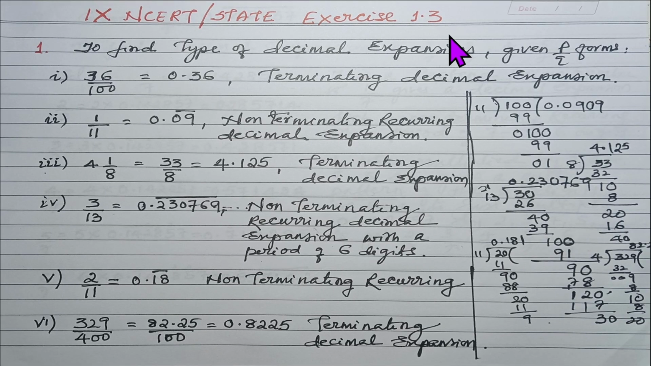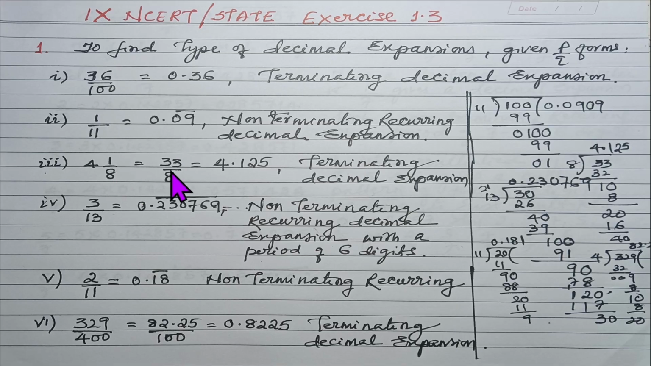Now coming to the next exercise, that is exercise 1.3. Now to find the type of decimal expansions given the p by q forms. Now 36 by 100 is 0.36, definitely a terminating decimal expansion. 1 by 11 is 0.09 bar. I have found out here 1 by 11, it is 0.09 bar. It is a non-terminating recurring decimal expansion.